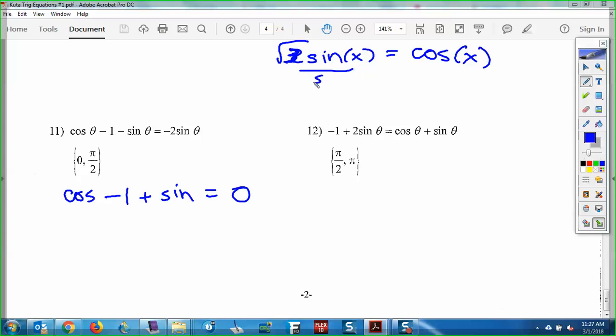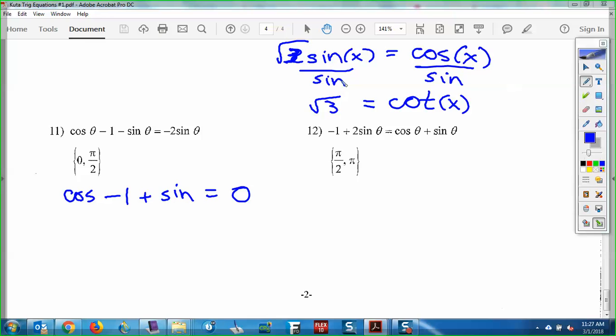But in this case, if we divide by a sine, we now get root 3 equals cotangent of x, right? Cosine over sine. So sometimes when you have a sine and a cosine, but no squares or anything, if you can isolate it so you just have a single sine on one side and a single cosine on the other side, you can divide by one of those and turn it into a tangent or a cotangent. And that can be a good strategy.